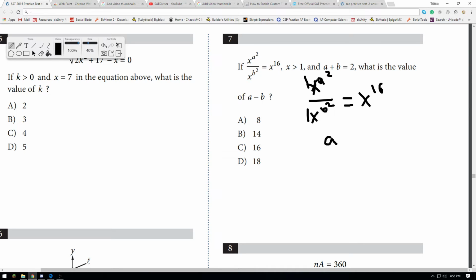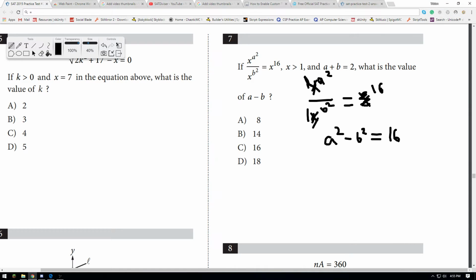Because of our properties of exponents, we know that we can subtract exponents when dividing. So this would be a squared minus b squared is equal to 16. Since the x's cancel, we get a simpler term of a squared minus b squared is equal to 16, which is way easier than reading this whole enormous jumbo fraction.